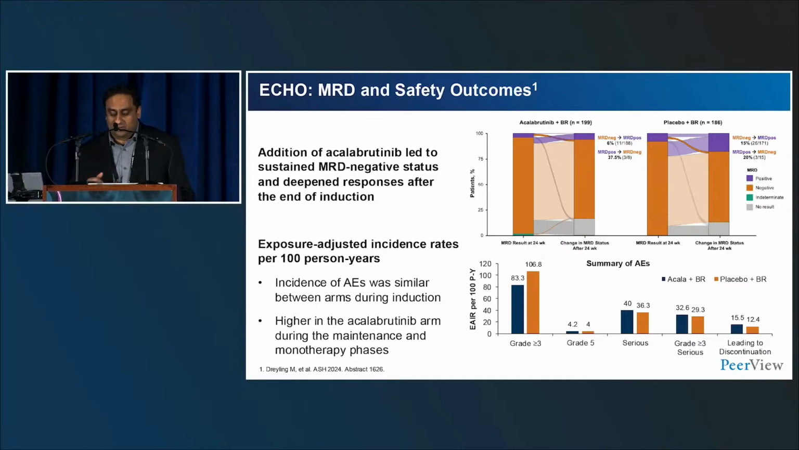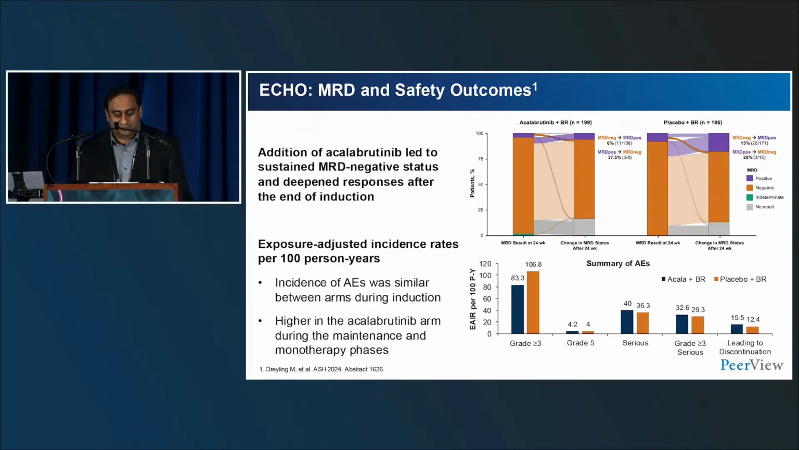You can see here, at higher grade, essentially similar rates of grade 3 and 5 toxicities, regardless of which arm these patients are on. And so, being a second-generation BTK inhibitor, it's more tolerable and safer, and you see those outcomes playing out here as part of a clinical trial.